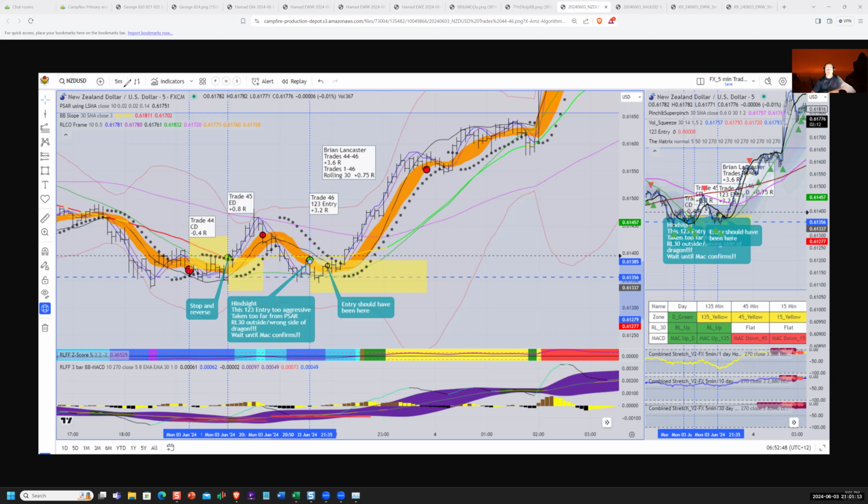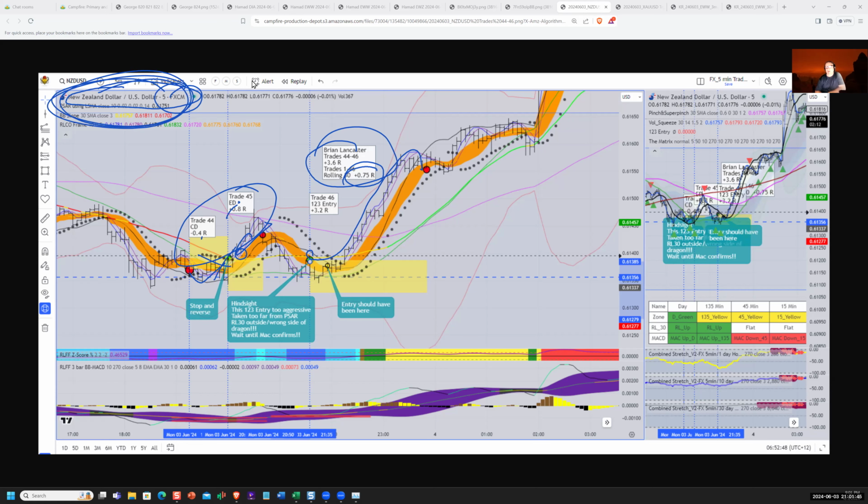So this is the Kiwi US dollar on the 5-minute. He cuts this one, stops and reverses. It compensates for the loss. He gets this one long and nets 3.6 for the day. His expectancy is 0.75 on the first 46 trades. So he's over 30R on the 5-minute Forex pair.